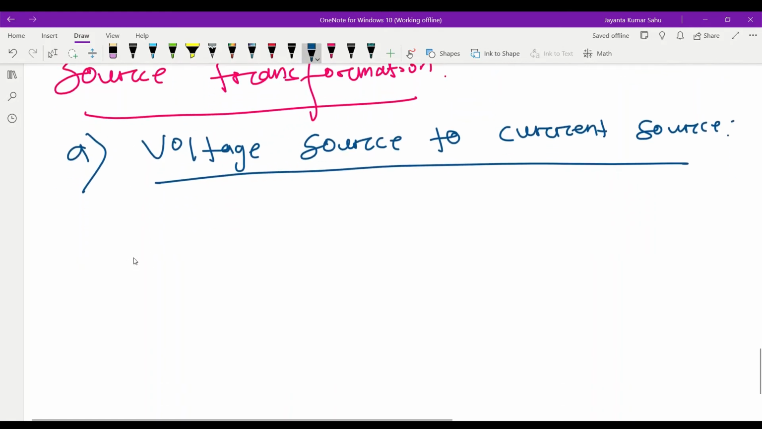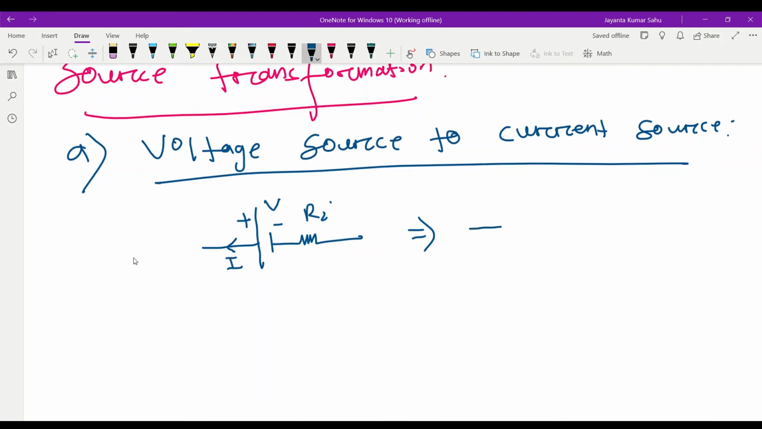This is my voltage source. This is my V. Here internal resistance Ri. Now we convert into current source. Current source means we know that this is the higher potential positive, lower potential negative. Current always starts from the positive terminal of the voltage source. That means here current is starting. This is the direction of current.